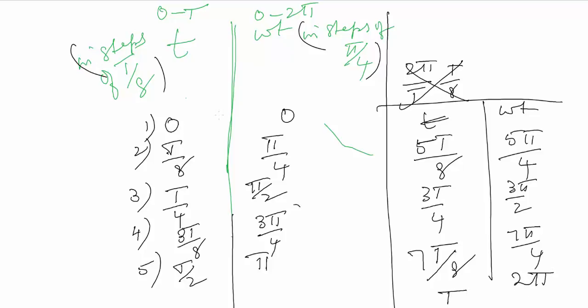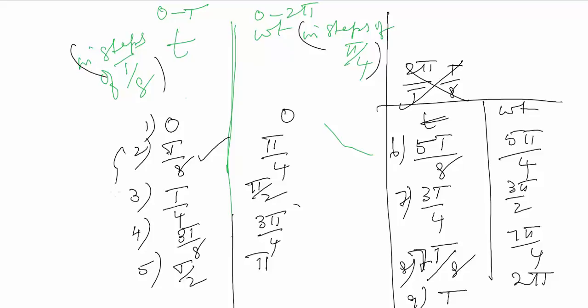Here, when small t is equal to 0, omega t is also 0. When small t is equal to T by 8, omega t becomes pi by 4. Then comes 4T by 8, 5T by 8, 6T by 8, 7T by 8. This will be the 7th serial number, this will be the 8th, and this will be the 9th. As usual, there will be 9 entries. For t equal to 0, omega t is also 0. For T by 8, omega t will be pi by 4. For T by 4, it will become pi by 2.